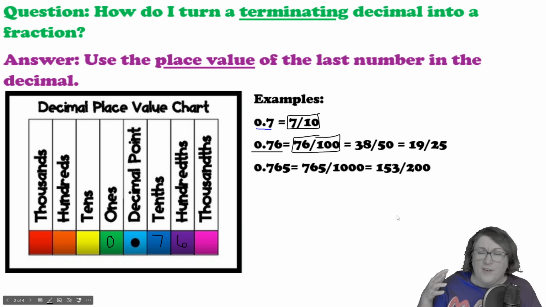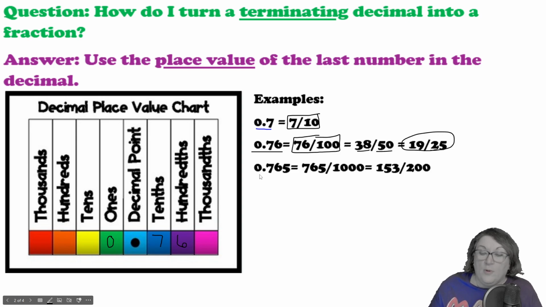Now, how did I figure that out so fast? Well, I know that if a number ends in an even digit, like 76, where 6 is an even number, so is 0: 0, 2, 4, 6, 8, that kind of thing. If they both end in even numbers, I know that I can keep dividing by 2 until I get it fully simplified. So I can take my 38, divide it by 2 and get 19, and take this 50 and divide it by 2 and get 25. So this is the simplest version of the 76/100ths fraction.